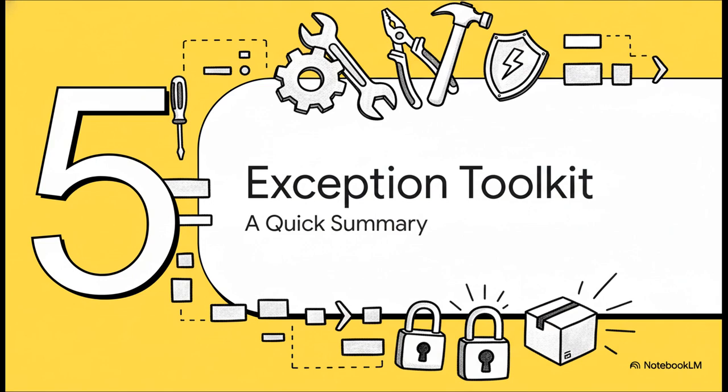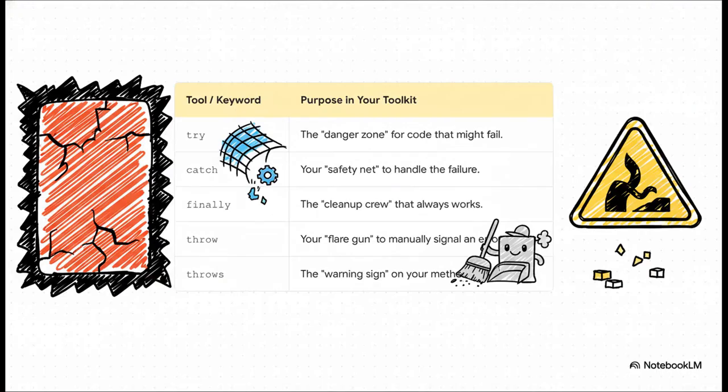All right, let's wrap this up. We're going to bring it all home by summarizing the key tools that we have just added to our developer toolkit today. Think of these as the essential gear you need to go out and write some seriously resilient code. This right here is your cheat sheet. Your try block is the danger zone where you put risky code. Your catch block is the safety net that swoops in to handle the failure. Finally is the reliable cleanup crew that always shows up to work. Throw is your flare gun to signal that there's trouble, and throws is the warning sign you post on your methods. If you can master these five keywords, you've pretty much mastered the core of Java exception handling.